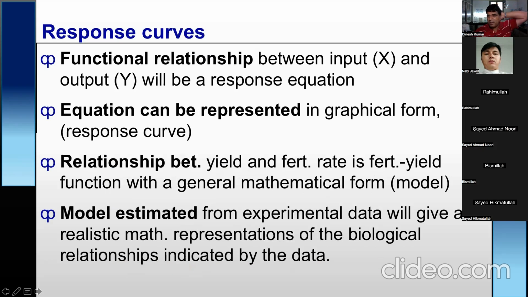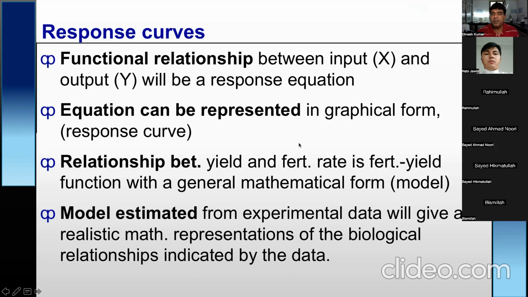So now, friends, if you understand that, we go further deep into the subject. This is response curves. As I told you, response curves help us to decide the optimum dose of fertilizer. So how to define it? Functional relationship between input and output is a response equation.